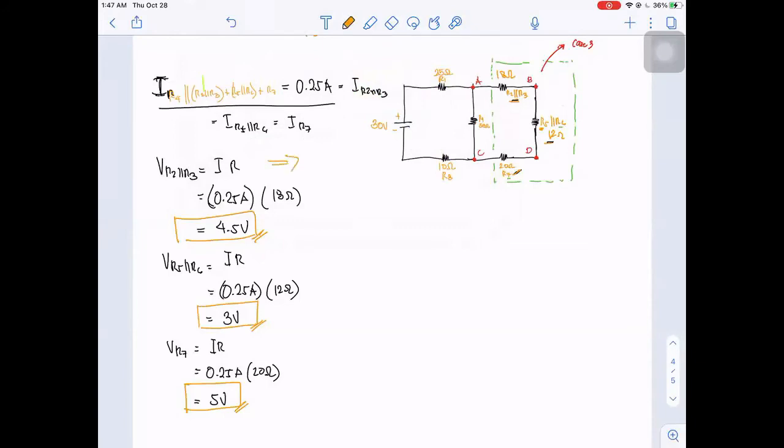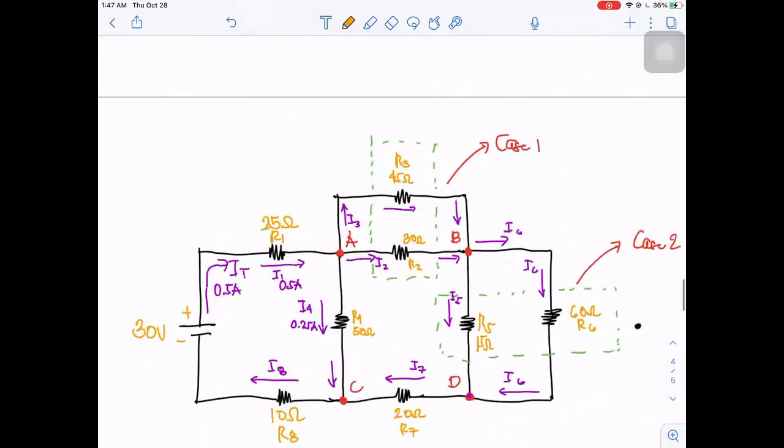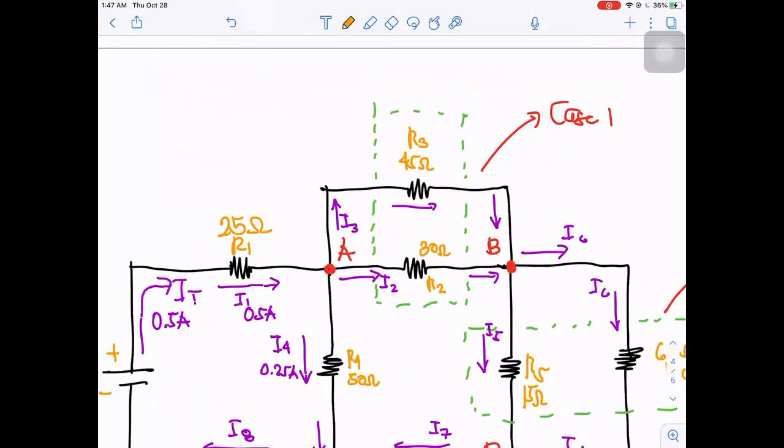is, we have VR2, which is equivalent to 4.5 volts, and also VR3 which is equivalent to 4.5 volts from our circuit here, this one, because R2 and R3 are parallel. So since the voltage across here, R3 and R2 is 4.5, therefore VR2 is equal also to 4.5 volts, and the voltage drop across R3 is also 4.5 volts.